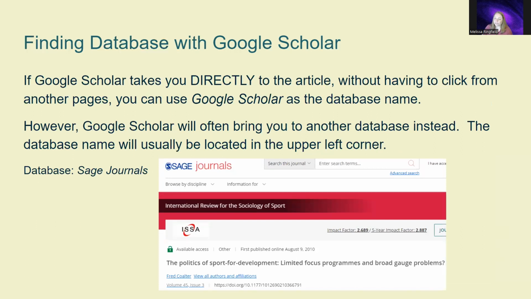If Google Scholar takes you directly to the article without having to click from another page, you can use Google Scholar as the database name. However, Google Scholar will often bring you to another database instead. The database name will usually be located in the upper left-hand corner. The database in this example is Sage Journals.